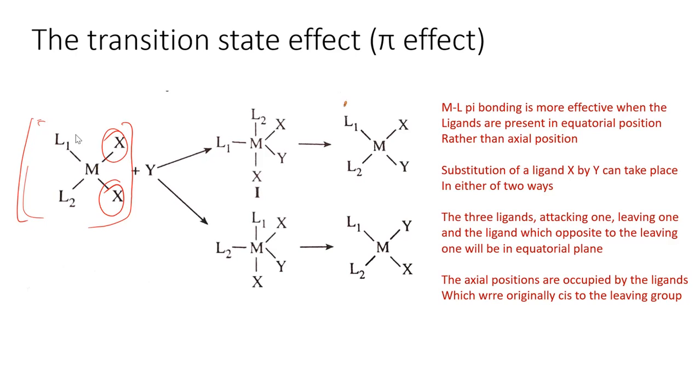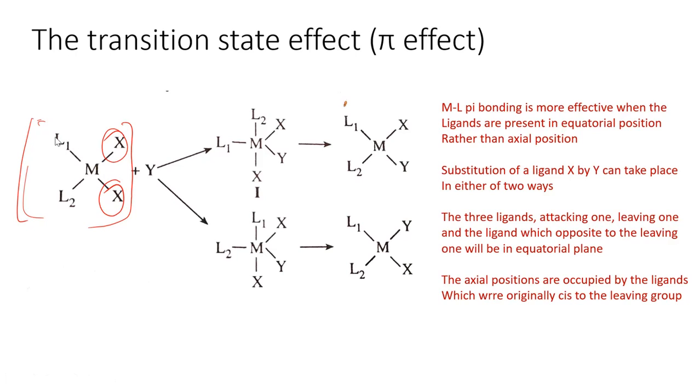So therefore the axial positions would be occupied by the two groups that were originally cis to the leaving group. Suppose this X is the leaving group, then the axial positions would be occupied by this L2 and this X. Or suppose this other X is the leaving group, then the axial positions would be occupied by this X and this L1.